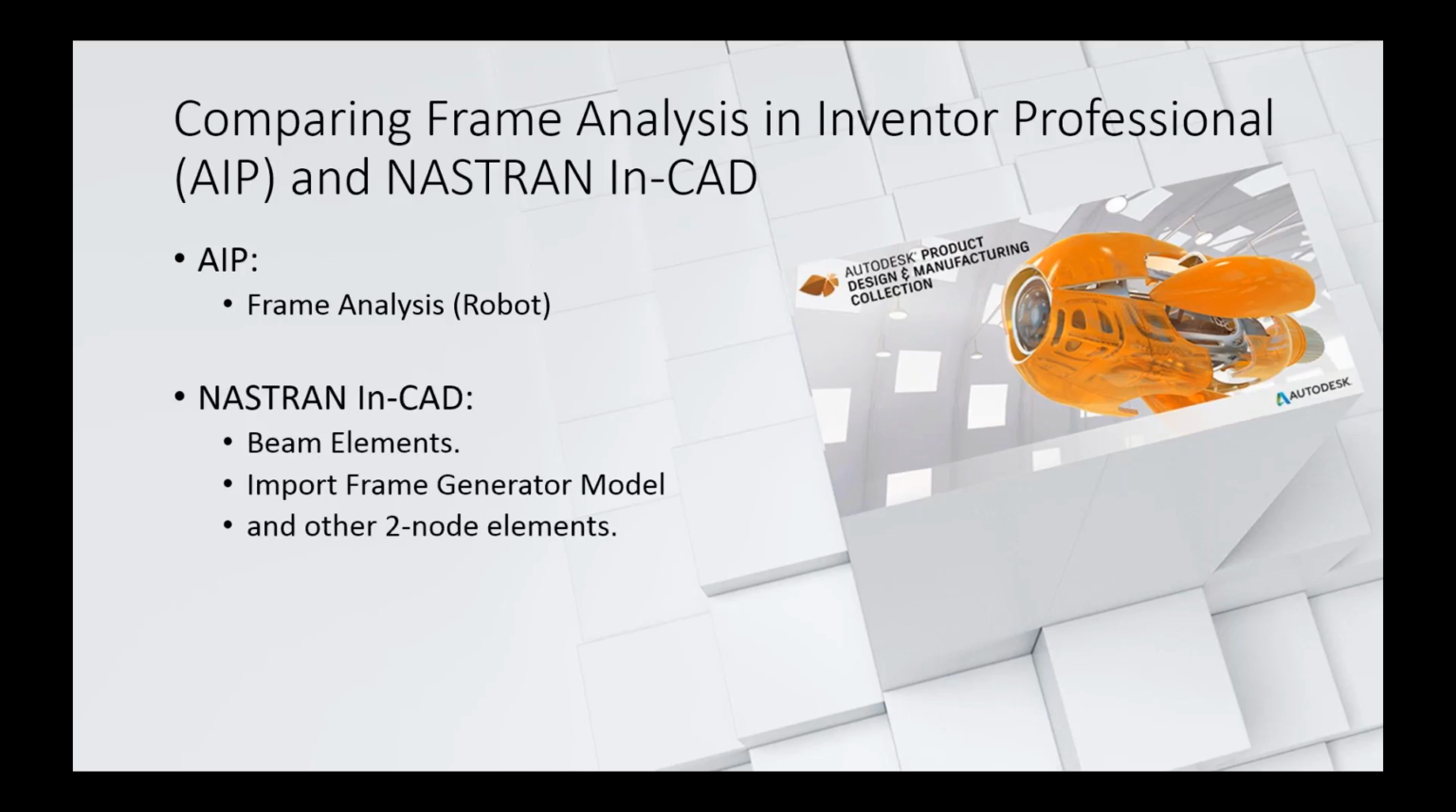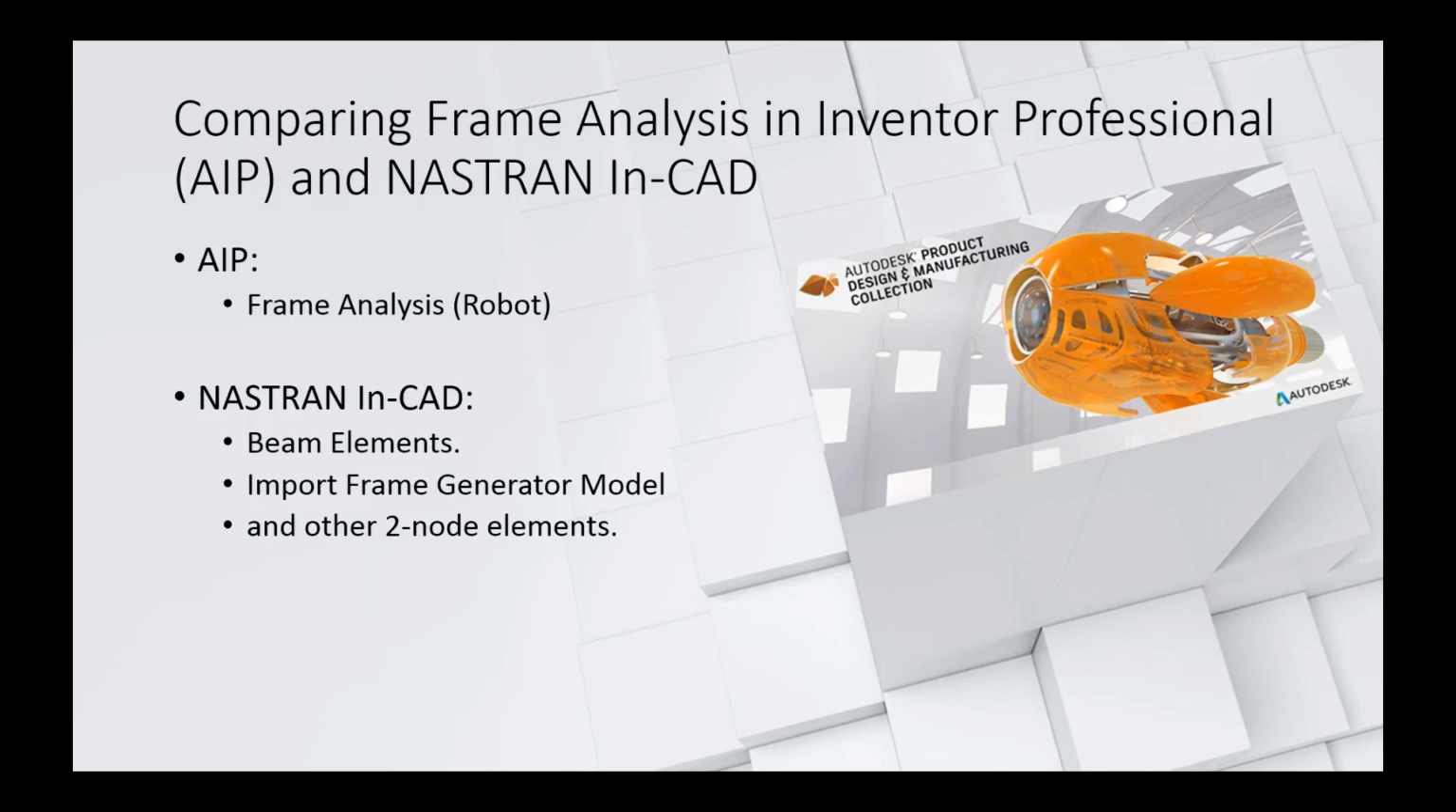For the Nastran, we've got a bit more. We still have beams, but we can also add other two-node elements, line elements. There's various names for it, and I'm not going to say the wrong one out loud because I know I will if I try. But tubes, pipes, as well as beams. You can import the model from the frame generator from Inventor, so you don't have to rebuild your framework. And that was always time consuming for me for older finite element analysis software.